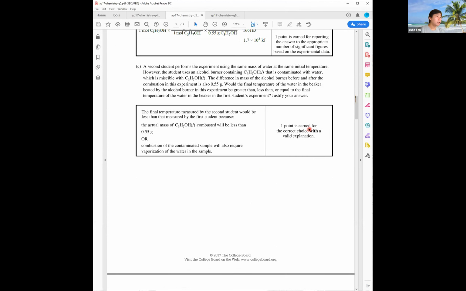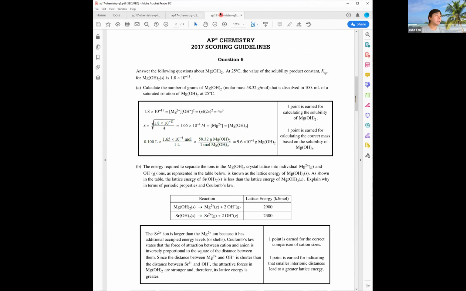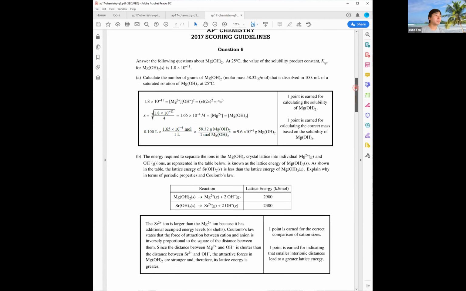Okay, let's move on to the last question. Like I said, thermal chemistry is quite important in this exam. Every year in the AP Chemistry exam, there is something about thermal chemistry, so this is a very important point. The last question we are going to talk about is about equilibrium.